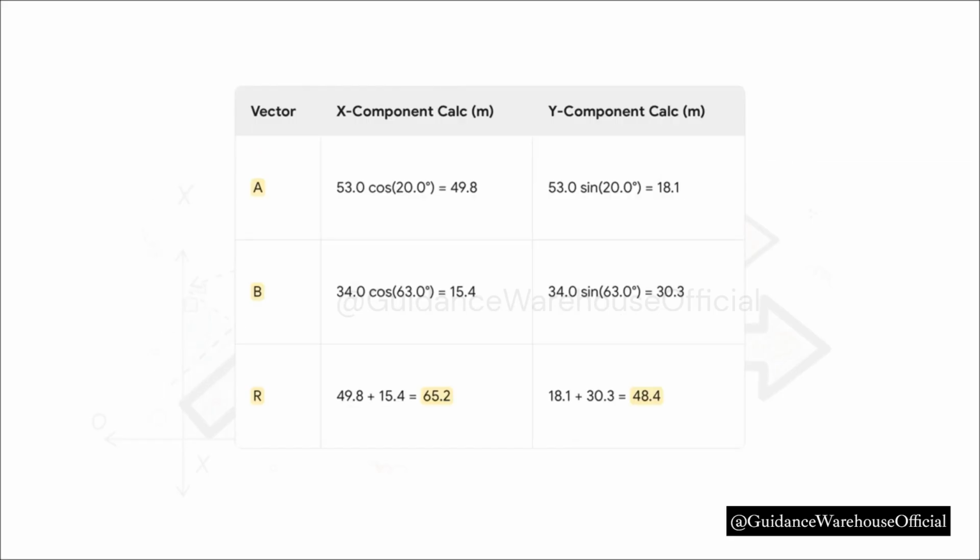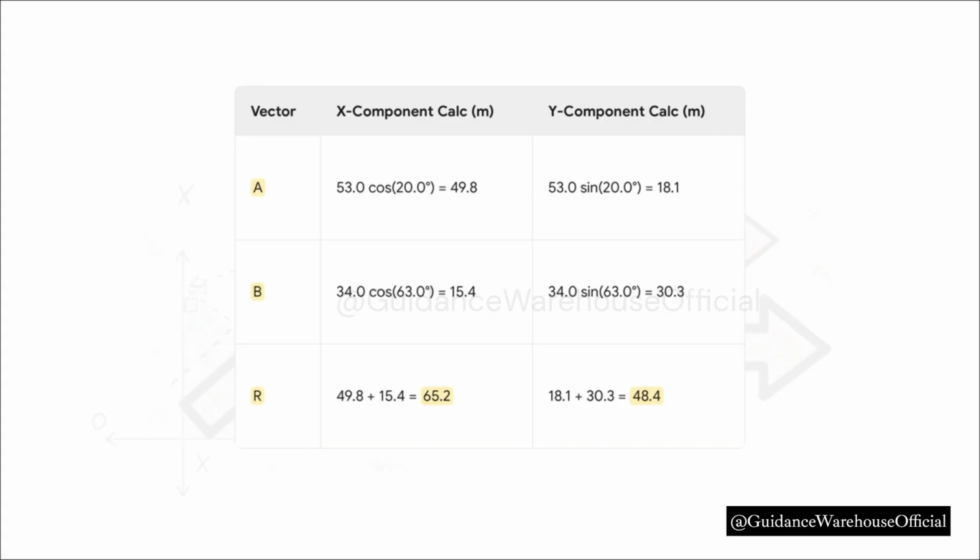All right, time to execute our four-step plan. Step 1, resolve. We'll set up a little table to keep things organized. For vector A, the x component is 53 times cosine of 20 degrees, which gives us 49.8 meters. The y component is 53 times sine of 20, which is 18.1. Now we do the exact same thing for vector B. Its x component is 34 times cos of 63, and its y is 34 times sine of 63.